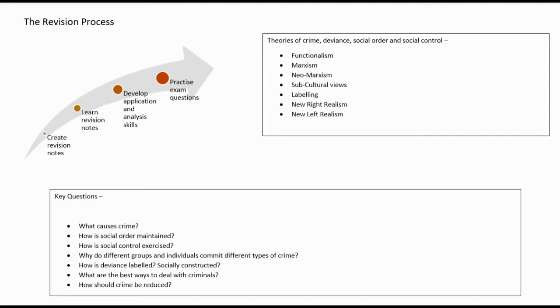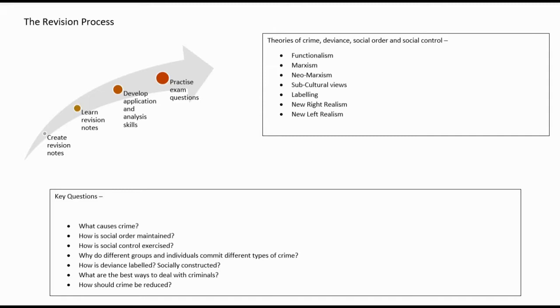You can see that the seven main theories of crime, deviance, social order, and social control are functionalism, Marxism, neo-Marxism, subcultural views, labeling, new right realism, and new left realism. And there are some key questions there to think about in relation to these theories.